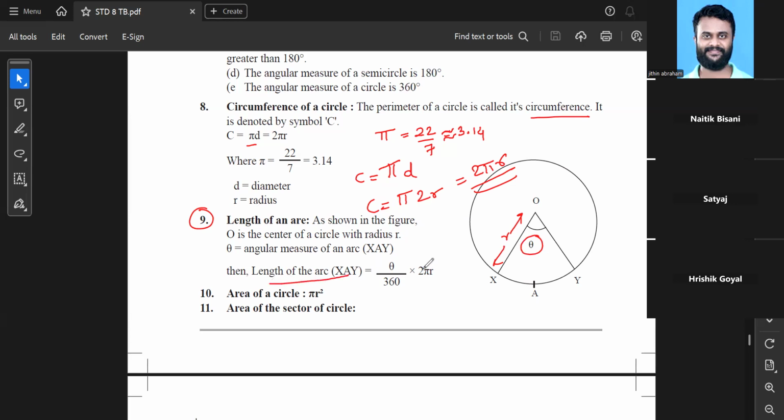Then the length of the arc. What is the length of the arc? This particular length, the curvature length, can be written as theta divided by 360 multiplied by 2 pi r. Okay, this is the formula. Where 2 pi r is what? It's the circumference in short. Circumference का जो value है वही दिया है. I believe this much is clear.